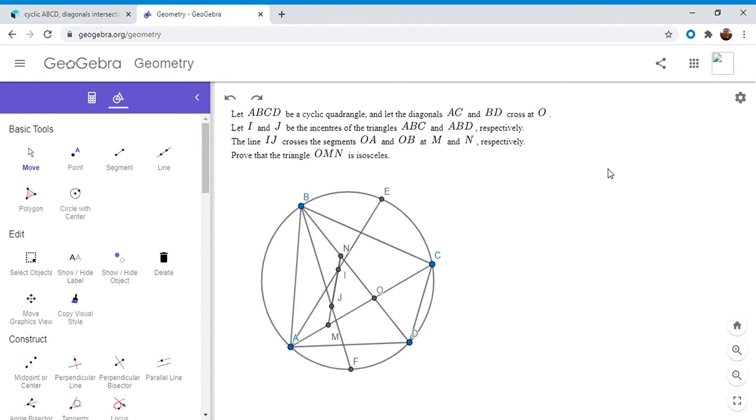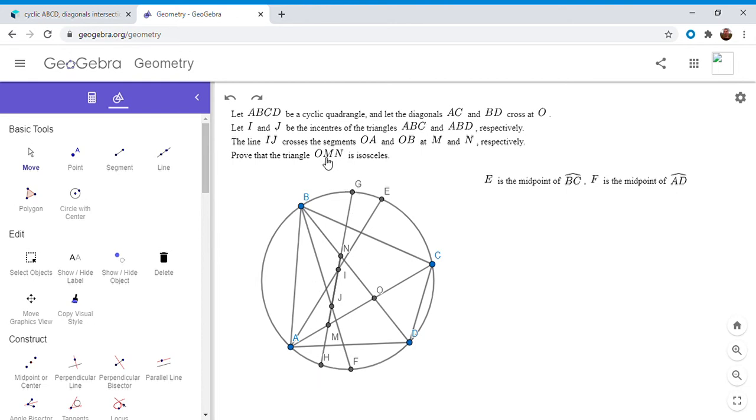Before I write that out, I'm going to do one more thing, and I'll explain why. I'm going to extend MN to meet the circumcircle at two points G and H. So first I'm going to write out what I said. Like I mentioned, E is the midpoint of arc BC, and F is the midpoint of arc AD. Now I'm going to tell you why I created this segment GH.